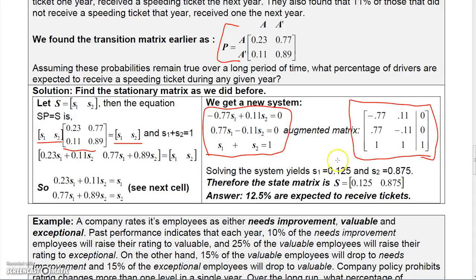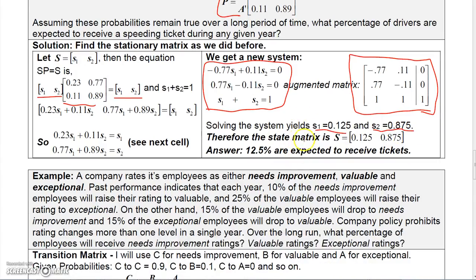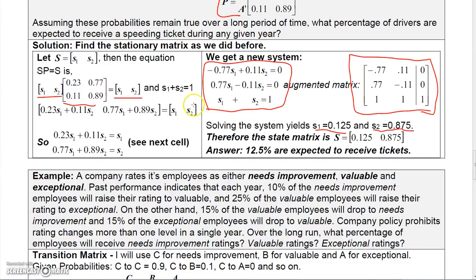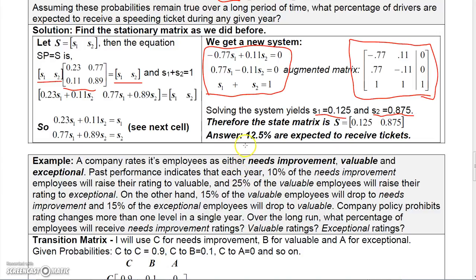Get the reduced row echelon form of that matrix, and you'll get that S1 is 0.125 and S2 is 0.875. Therefore, the state matrix is 0.125, 0.875. So the answer to the question, what percentage of drivers are expected to receive speeding tickets during any given year, would be 12.5%. And that is an interesting answer.